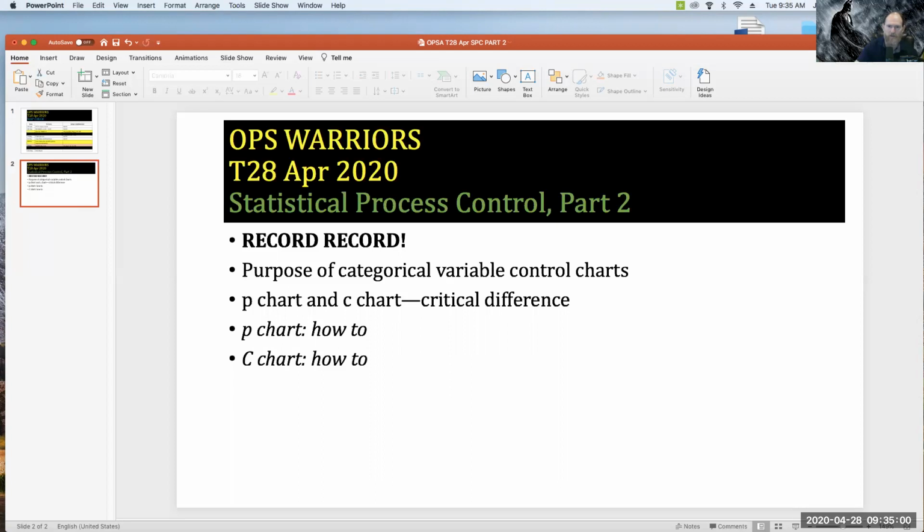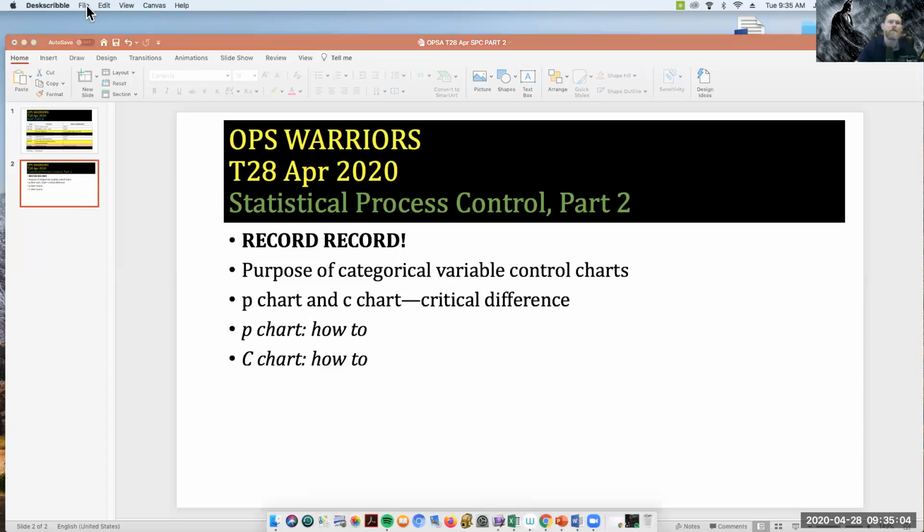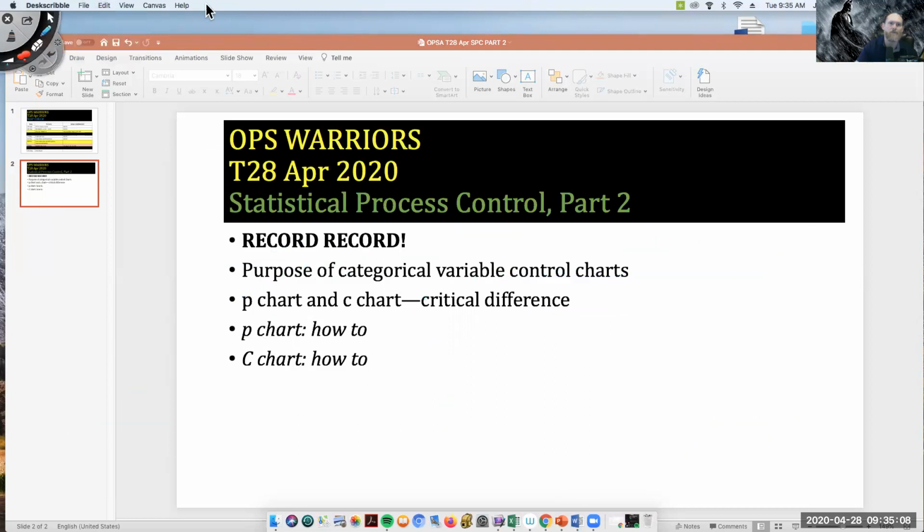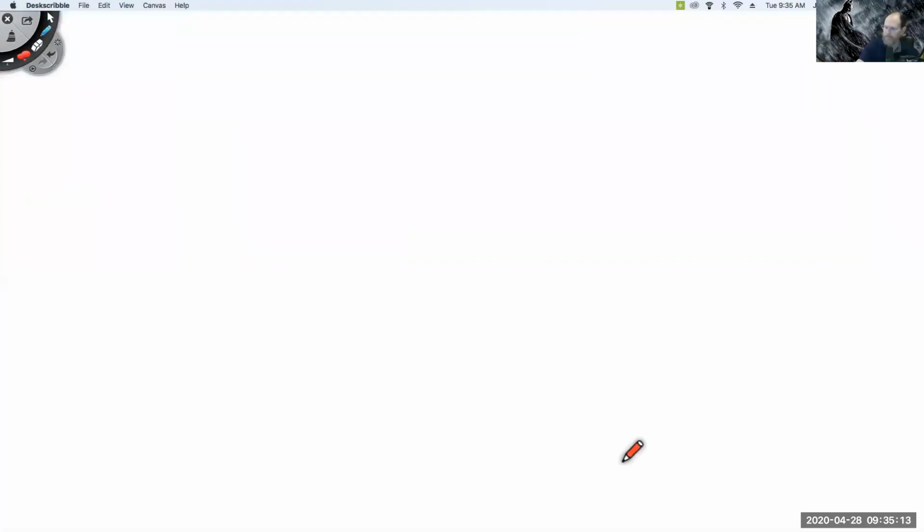So first thing I'm going to do is fire up my little drawing pad here. Got some stuff left over from yesterday. Okay. So just an in-stride review.